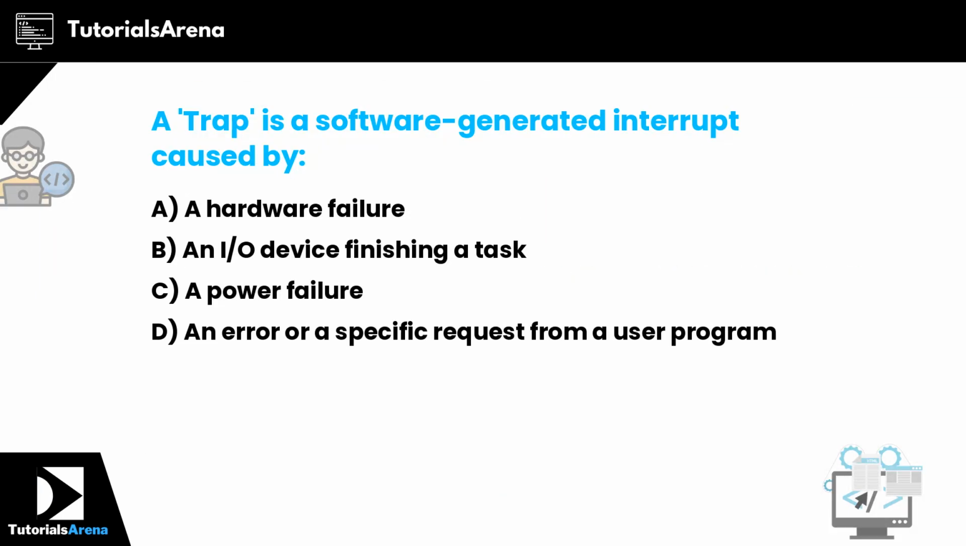A trap is a software-generated interrupt caused by. The correct answer is option D, an error or a specific request from a user program.